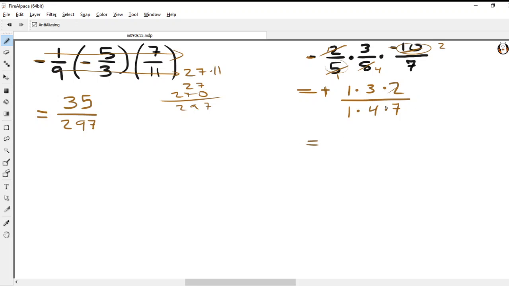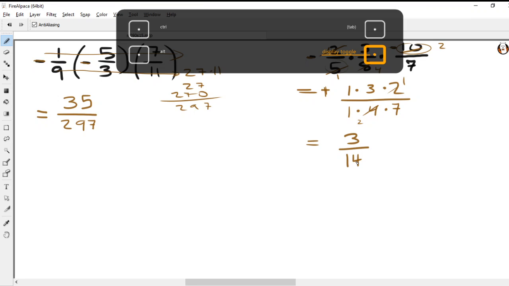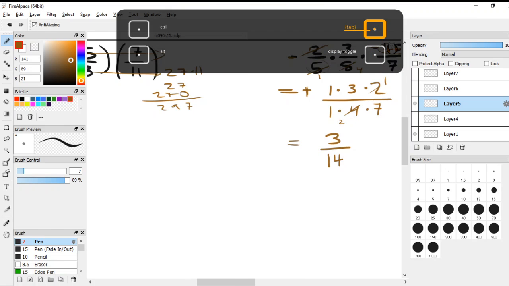Hey, look, 2 goes into 4 twice. 1 times 3 times 1 is 3. 1 times 2 times 7 is 14. 3/14. Great. Next set of problems.